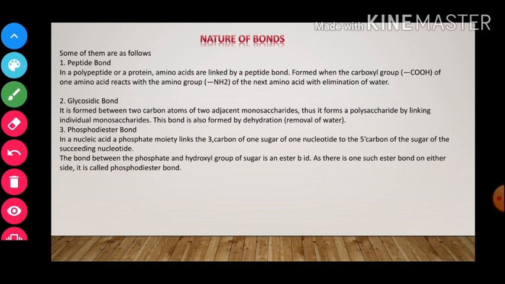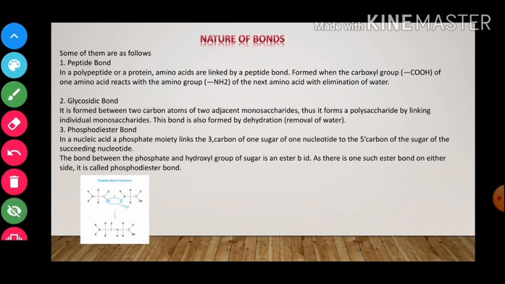First of all, we will talk about the polypeptides, that is protein. Children, in polypeptides, successive amino acids are linked together by peptide bond. So here is the example, here is the picture of peptide bond. And the bond is formed between the carboxyl group of one amino acid and amino group of the next amino acid with the elimination of water.